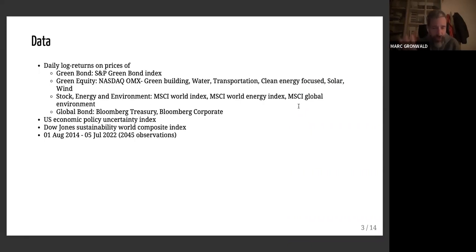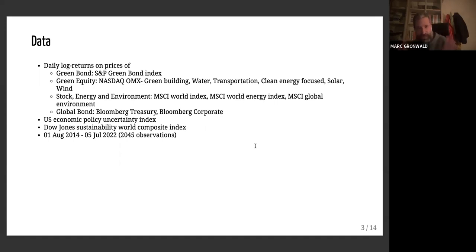So I will just try to summarize the data. This paper is really rich in terms of data. We are using green bond indices. We're using green equity indices, a number of different ones: green buildings, water, transportation, clean energy focused, and so on. We are using broad stock market indices: MSCI World Index, MSCI World Energy Index, and MSCI Global Environment. Then we are also using a global bond index. On top of this, we are also trying to include the US economic policy uncertainty index, and the Dow Jones Sustainability World Composite Index.